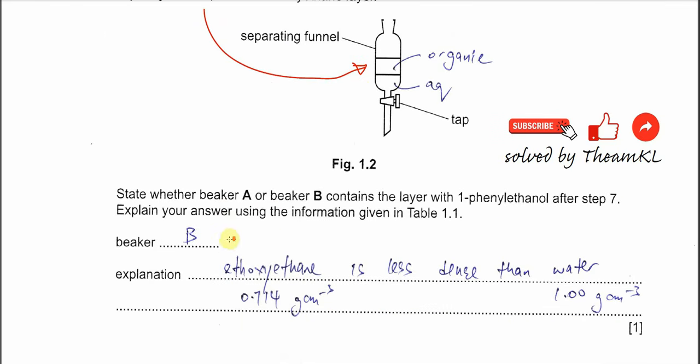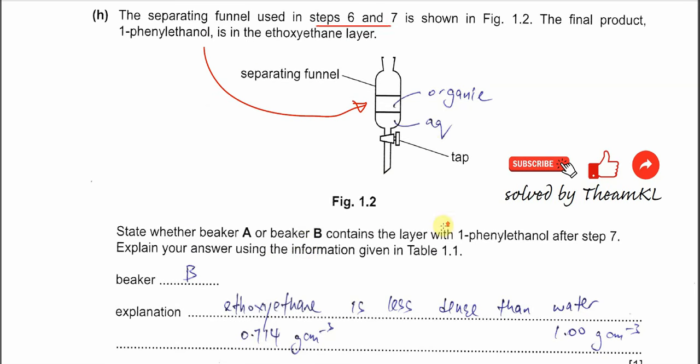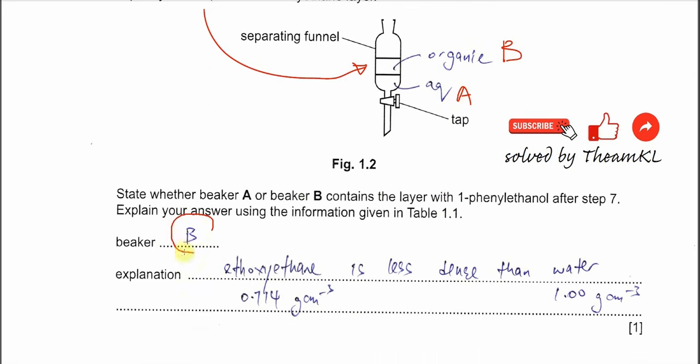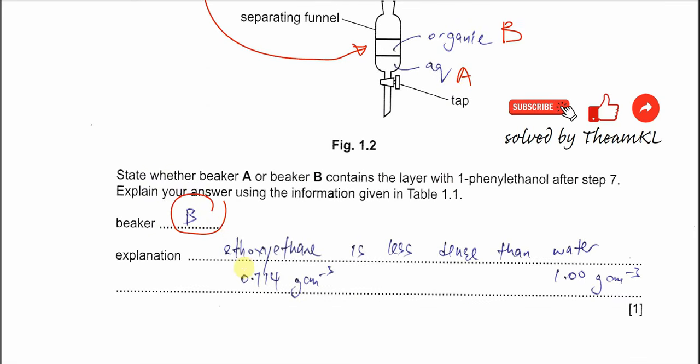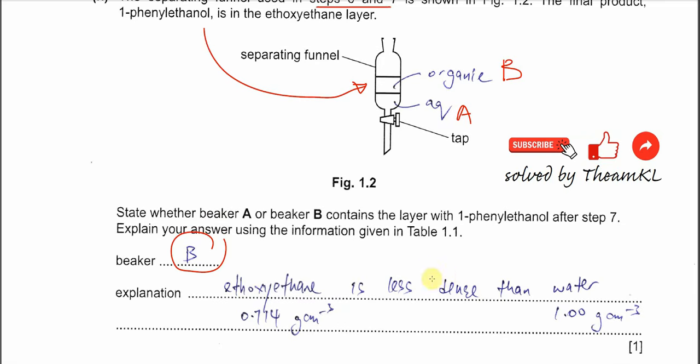State whether pickle A or pickle B contains the layer with 1-phenyl ethanol. A is the aqueous layer, B is this upper layer, the organic layer. So of course it's pickle B. Explanation: because epoxy-ethane is less dense than water. This is 0.714, you can get it from the table, and this is 1 gram per cm cube. So that's why we have two different layers with different density.